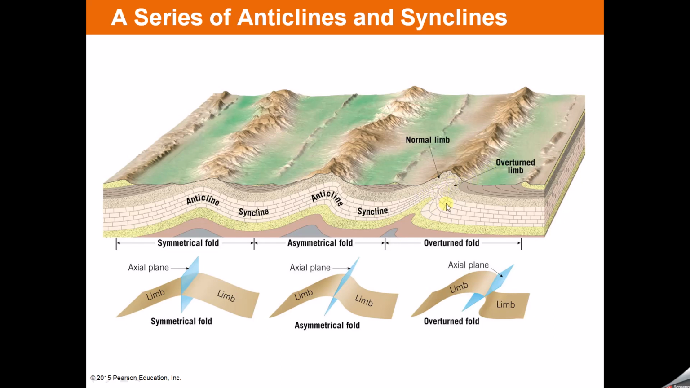And if one of the limbs is turned beyond 90 degrees, we'll get the overturned fold. So this limb here is overturned. This is the axial plane, and here we have the overturned limb. So this is an overturned fold, this is an asymmetrical fold, this is a symmetrical fold. Three types of anticlines. And here we have synclines too, by the way. Anticline, syncline. The sides of the anticline or syncline, we call them limbs. And this is the fold axis.